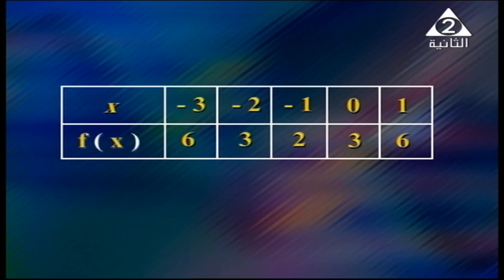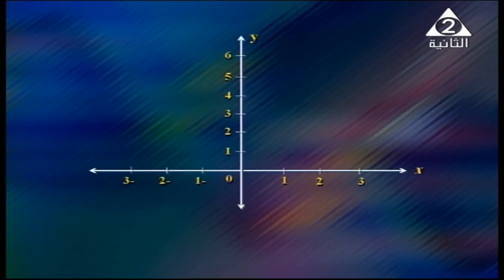Then you are going to try to draw this graph. How? By drawing the two axes, the x-axis and the y-axis, and then plotting the points. The first point is negative 3 and 6. The second point is negative 2 and 3. The third point is negative 1 and 2.